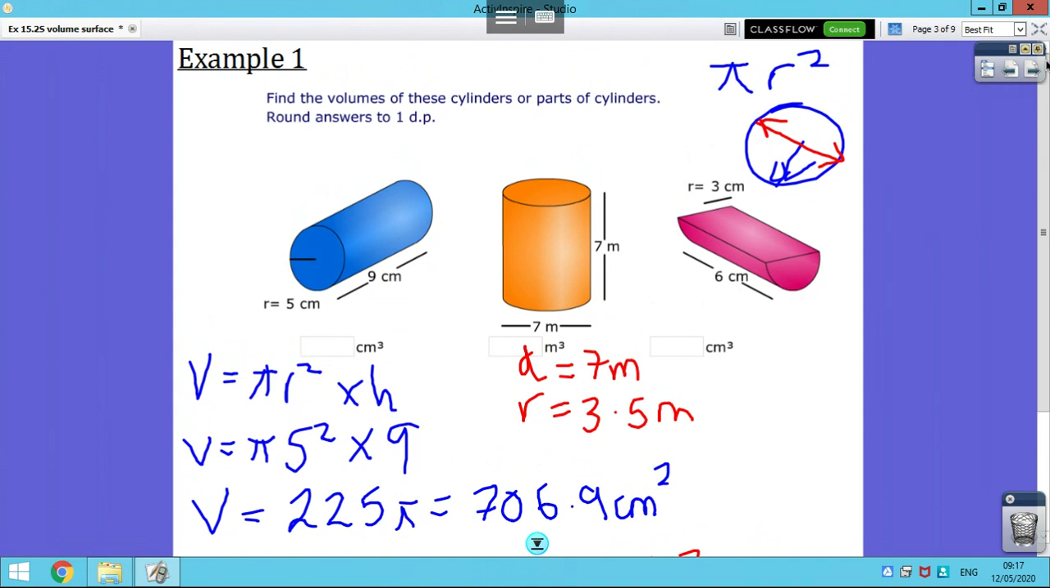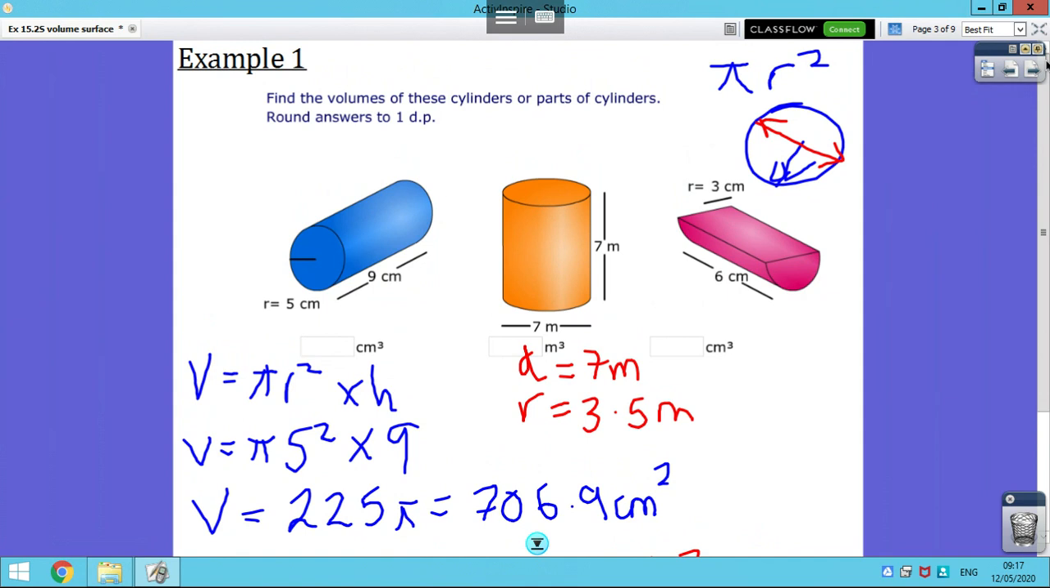But what are we going to have to do at the end? Once we've got our volume of our full cylinder, well, we're going to have to half it, aren't we? Now you can incorporate that half at the start if you want to, or you can just do it at the end and divide by 2 at the end. It actually doesn't matter. What I would suggest is probably just whatever makes sense to you.